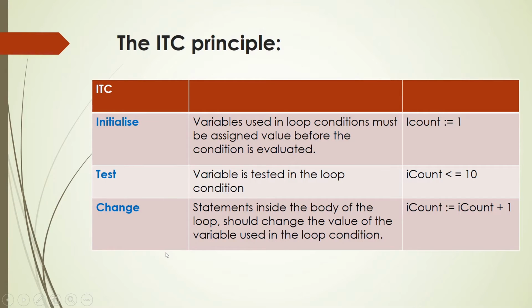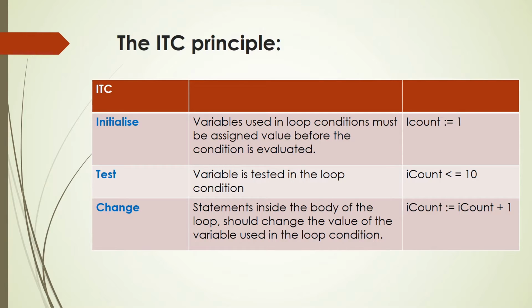So in all looping structures, it is very important that we follow the principle ITC. I is for initialize. Variables used in loop conditions must be assigned values before the condition is evaluated. So the variable must first be created. I created a variable called iCount, and iCount then becomes my loop control variable. And that variable is initialized to a starting value of 1.